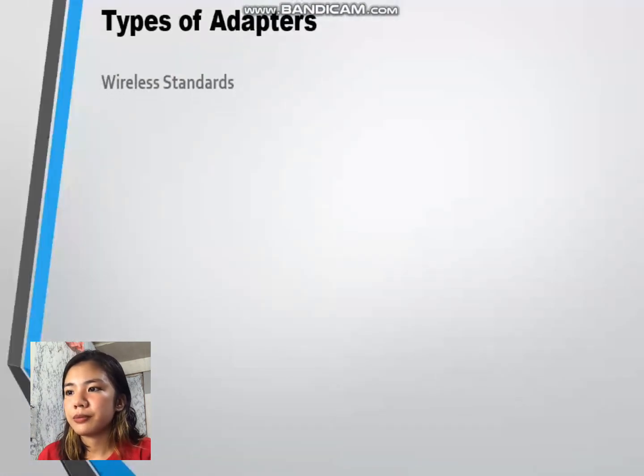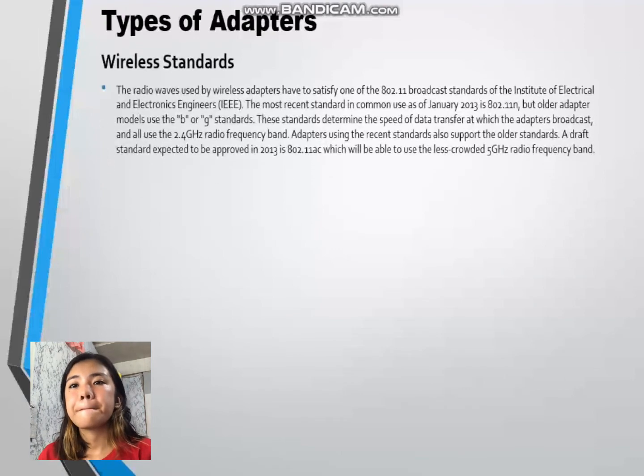Types of adapters. First, wireless standards. The radio waves used by wireless adapters have to satisfy one of the 802.11 broadcast standards of the IEEE. The most recent standard in common use as of January 2013 is 802.11n. But older adapter models use the B or G standards. These standards determine the speed of data transfer which the adapters broadcast, and all use the 2.4 GHz radio frequency band.